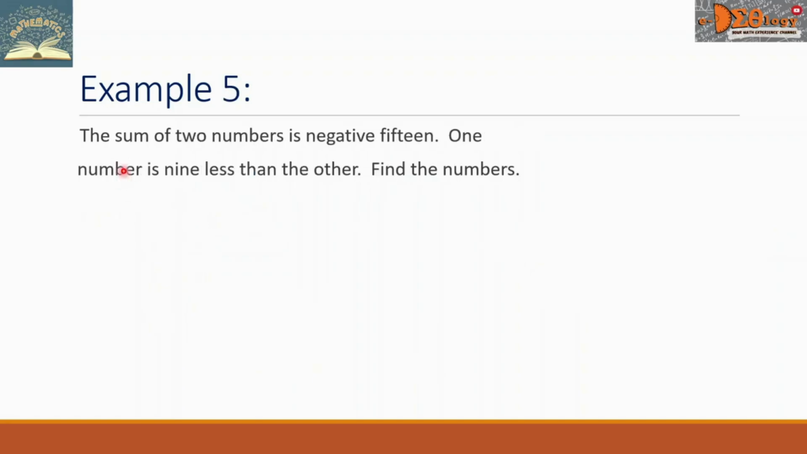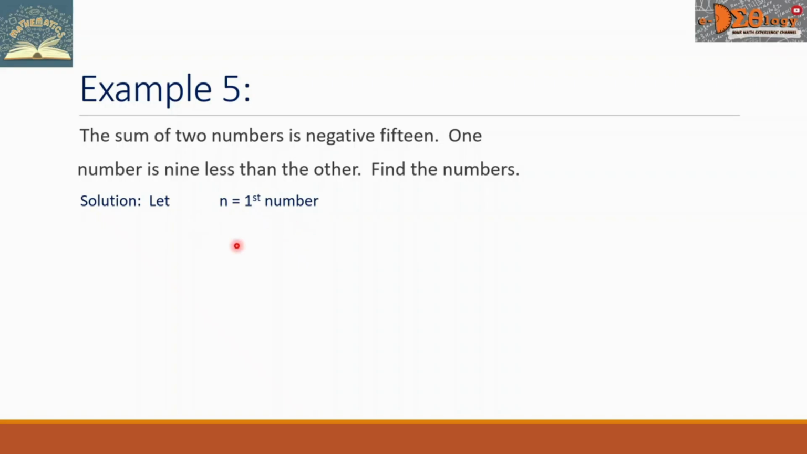Example 5. The sum of two numbers is negative 15. One number is 9 less than the other. Find the numbers. When we analyze this problem, it requires two numbers. So, we let n to be the first number.